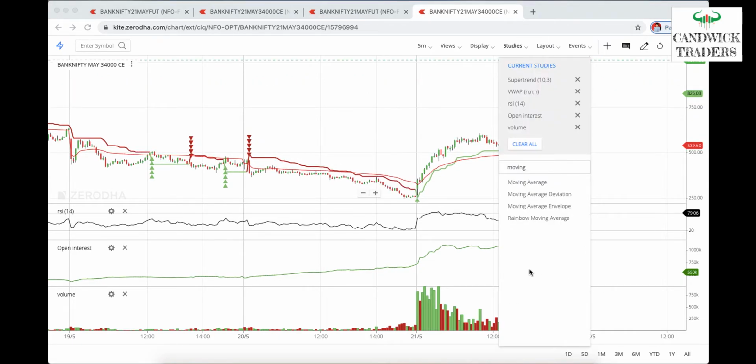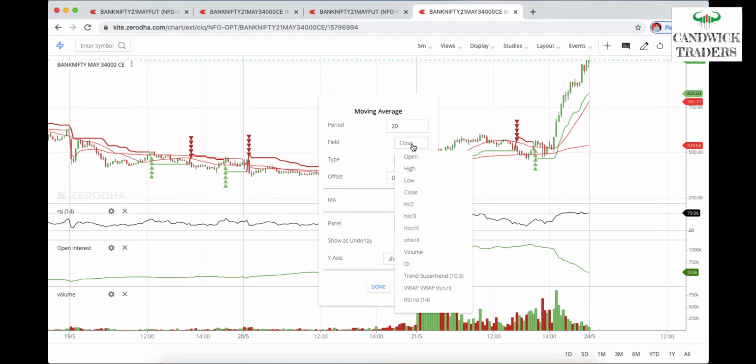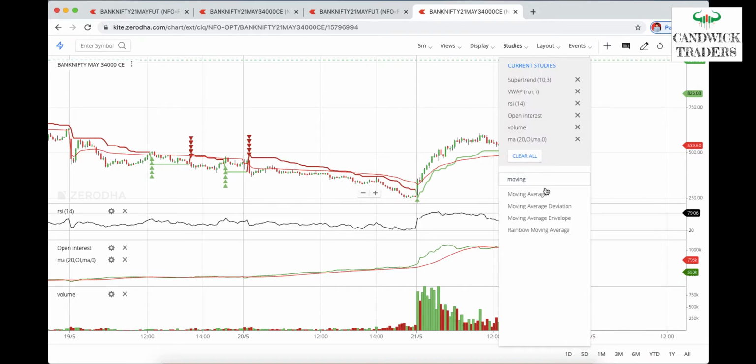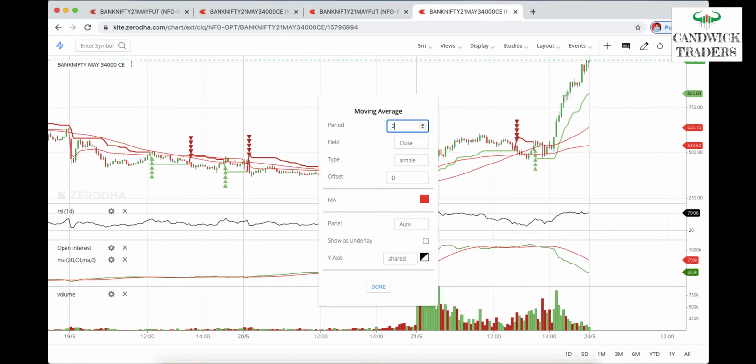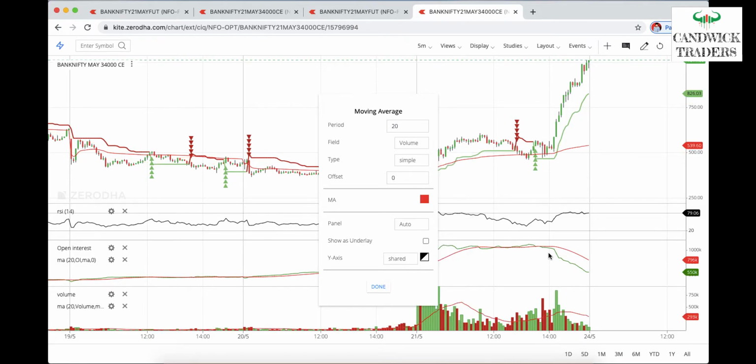Here is the main part, adding the moving average. It's not the regular moving average, so please pay attention, guys. I'm giving 20 as the value, and in the field section you have to change it to OI. I'll tell you the reason and how to read that also. And again take the moving average, again give 20. This time go back to the field and select volume. We have added a 20 moving average to the open interest field and the volume field also.